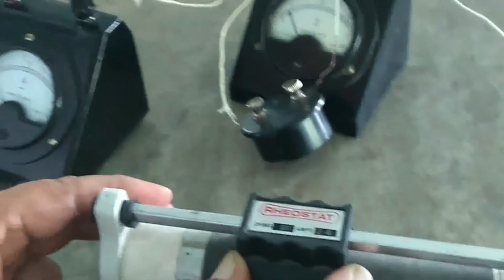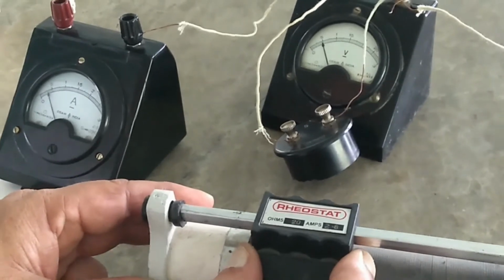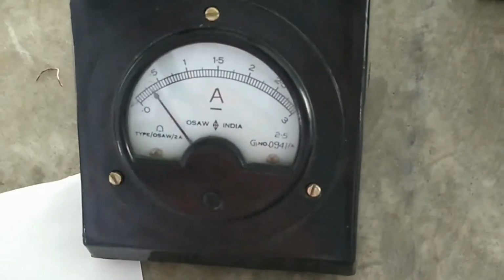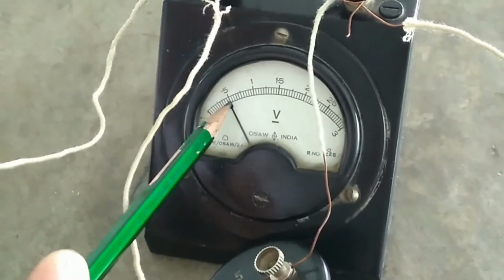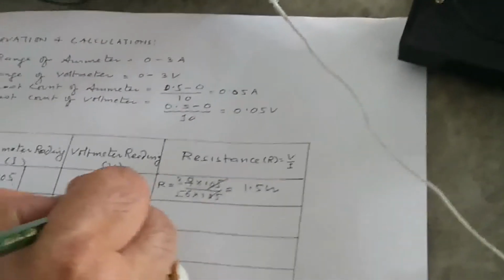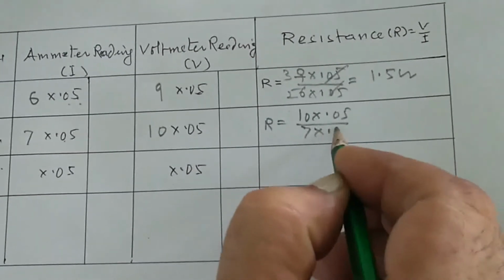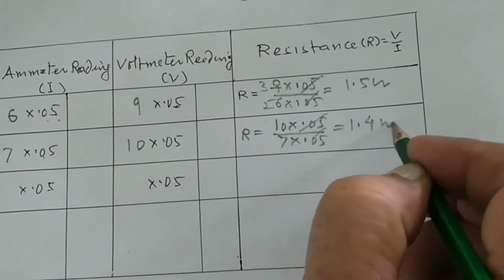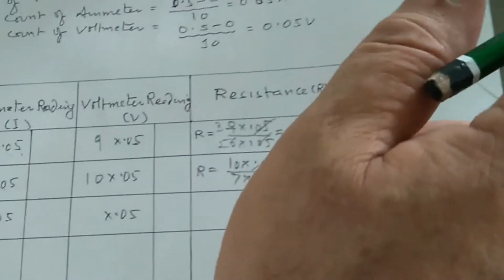Right? Now the second reading we have to take. I am moving the slider to the next position. The slider is changing its position and the ammeter needle is now on the 7th division. So I am writing here 7 into 0.05, the least count, and for the voltmeter reading you can see the needle is on the 10th division. So it will be 10 into 0.05. The resistance will be 10 into 0.05 upon 7 into 0.05, cancel, and 10 upon 7 means 1.4 ohm. Yes, and these two values, 1.4 and 1.5, are less than 2 ohm, which is the smallest resistor being used.